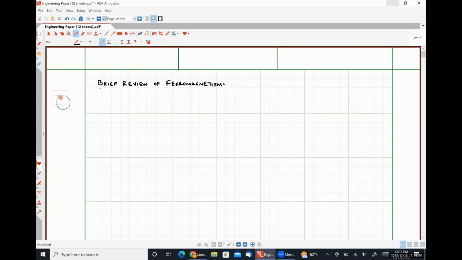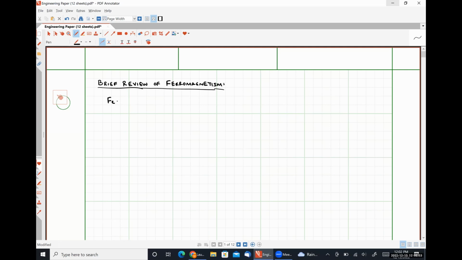So we have talked very briefly about the concept of ferromagnetism in this class. We said that ferromagnetic materials include certain forms of iron and its alloys in combination with cobalt, nickel, aluminum, and tungsten. So let's write that down again.